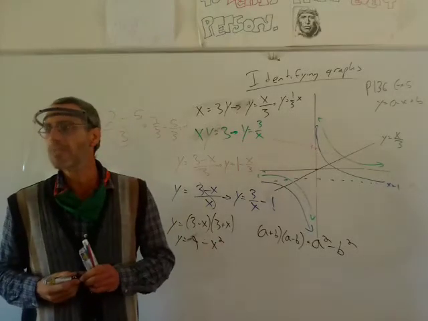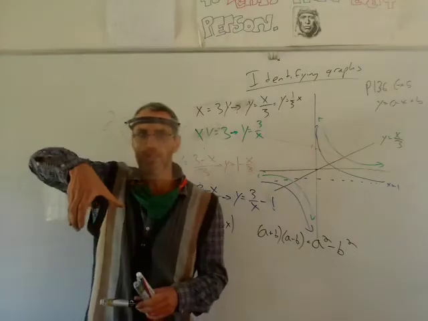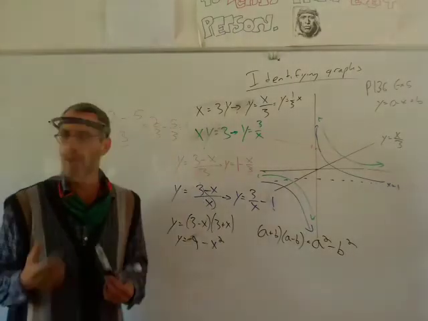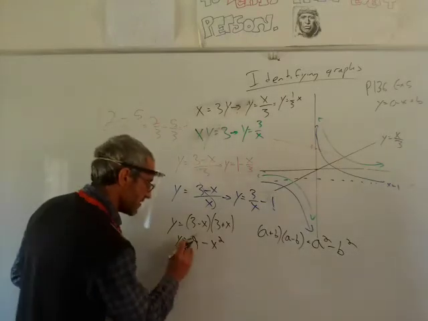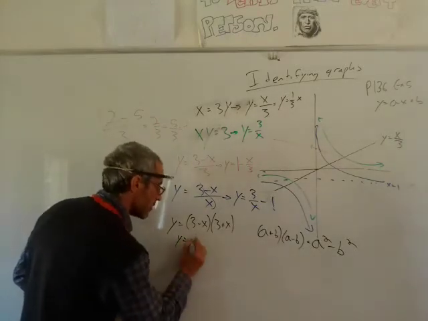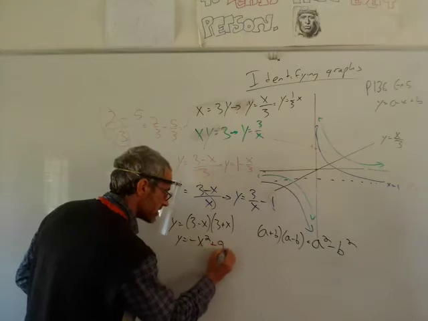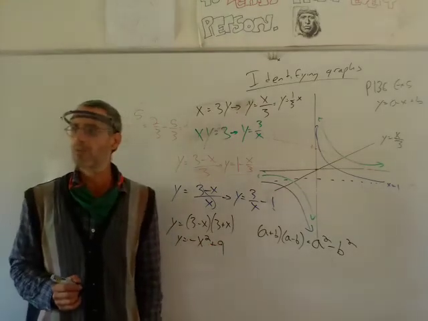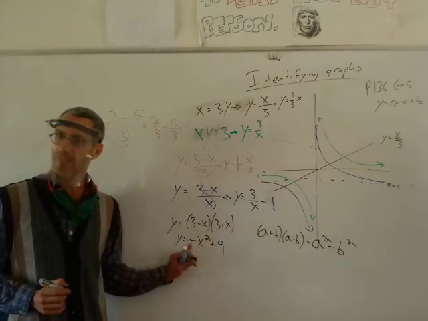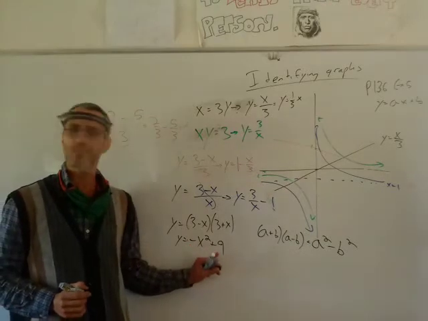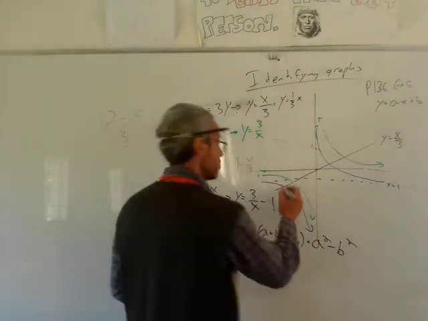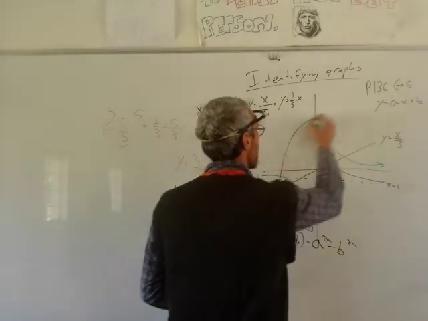So it's either happy face or sad face. What is it going to be? I will write it slightly differently. Instead of 9 minus x squared, minus x squared plus 9. Sad face or happy face? Sad face, because it's negative. Plus 9 means vertical shift upward. So it's going to be something like that.